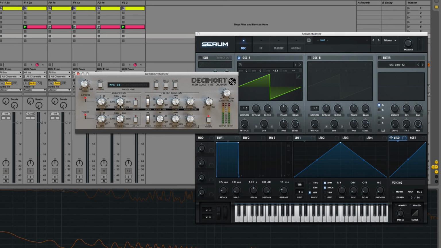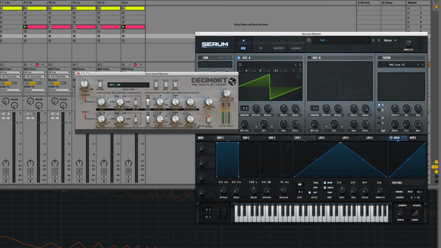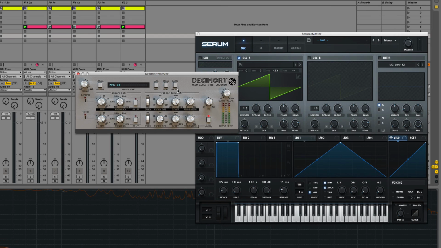But we can sample this and put it into Serum as a single cycle, and then we can keep this harmonic relationship all the way across the keyboard. And on top of that, we can import the sound of this bit crusher into Serum on our wave cycle. So this is the theory video. I'm going to show you how to do it in the next one.